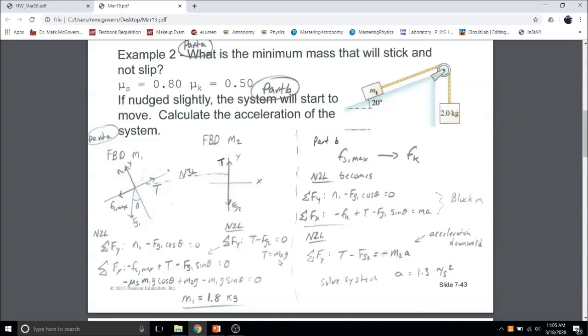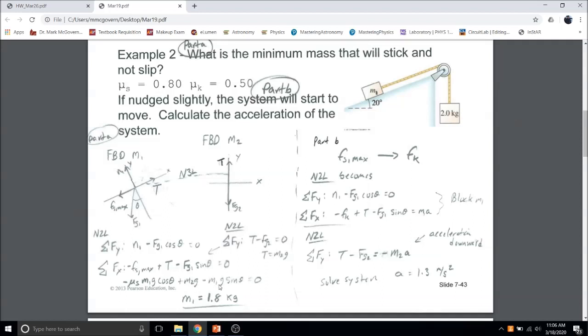The tension is m2g. So that's going to go into equation 1 over here, right? So we're going to put m2g in there. The max static friction becomes mu sub s m1g cosine theta. Why? mg cosine theta is the normal force, so this max static friction is mu sub s times n. Well, we know our n from the y equation here. So now we got this equation down here, and we can solve for m1.